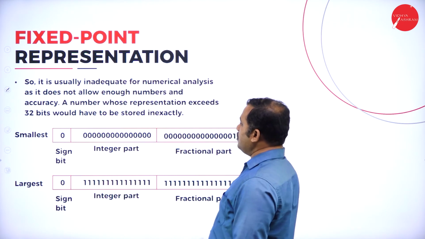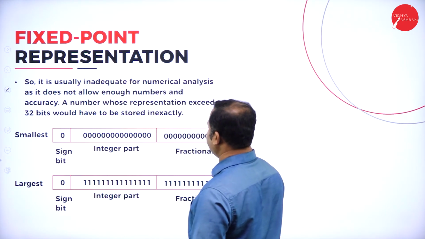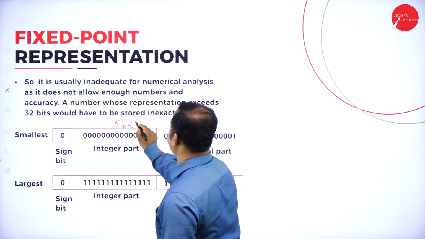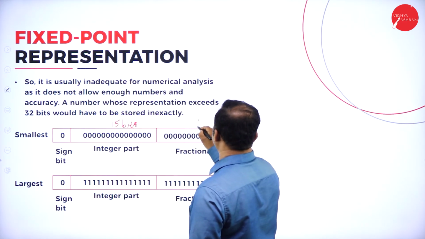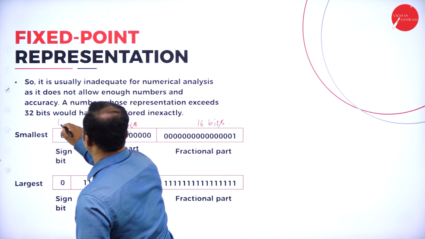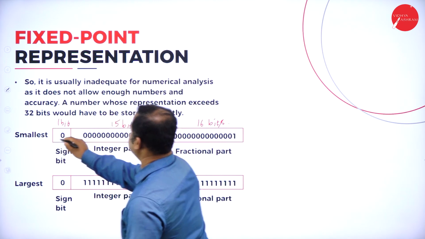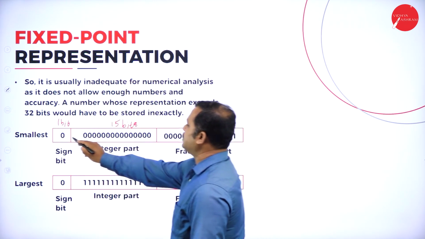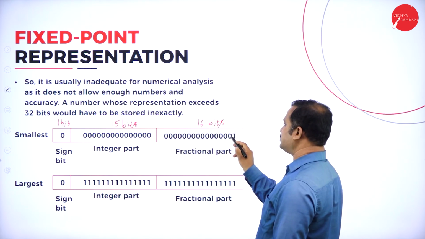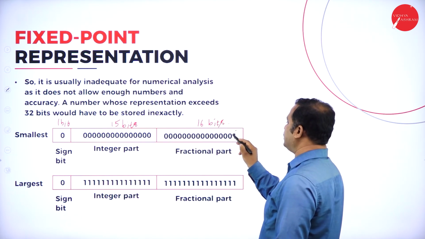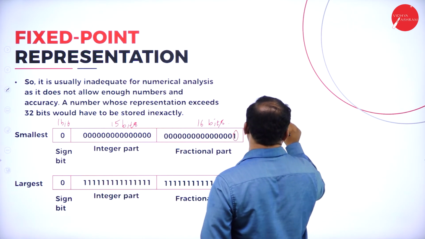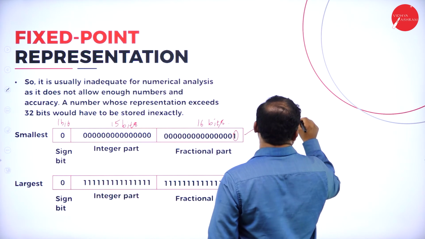Next, in fixed point representation, we have the integer part which is of length 15 bits. We have 16 bits to represent the fractional part. We have 1 bit to represent the sign. The smallest number that can be represented is where all 15 bits are 0, all 16 fractional bits are 0 except the last bit, which is 1. This is the minimum value I can represent in fixed point representation.